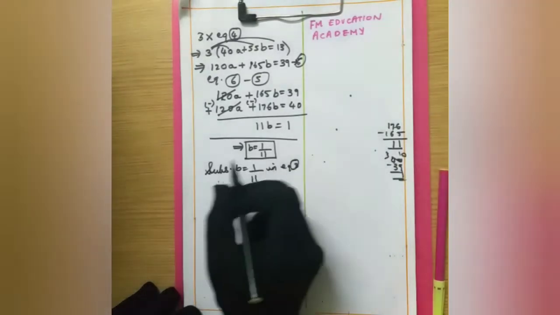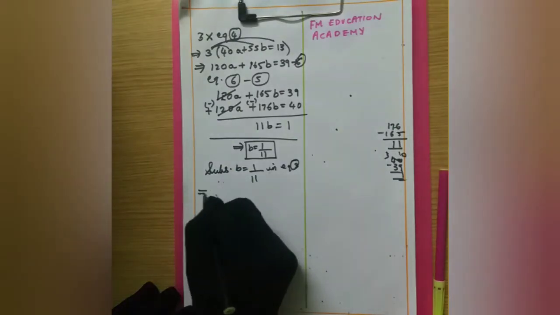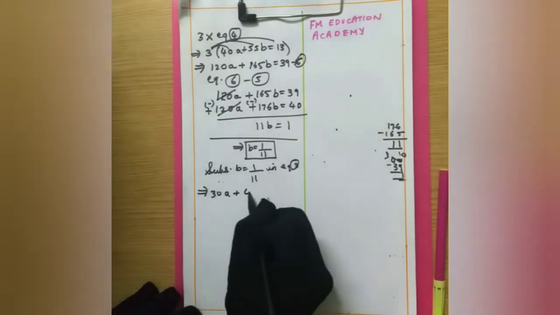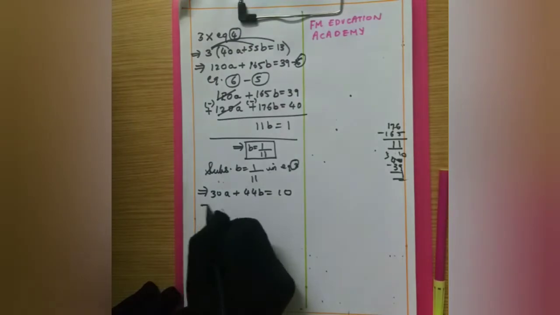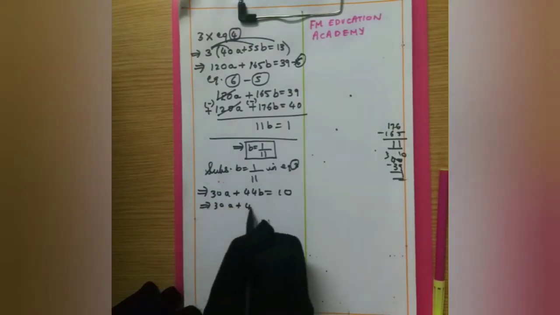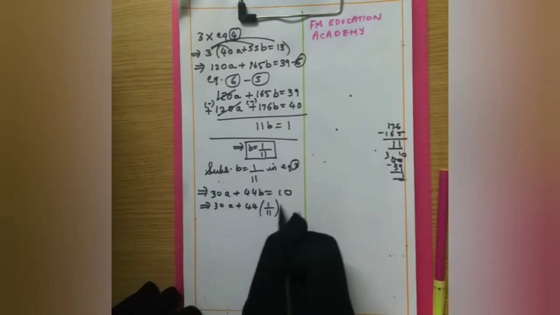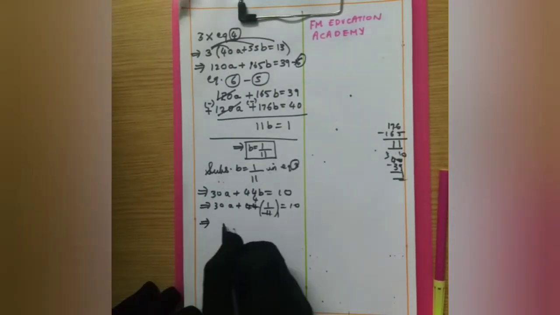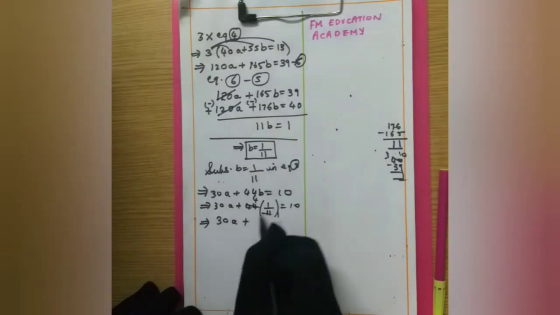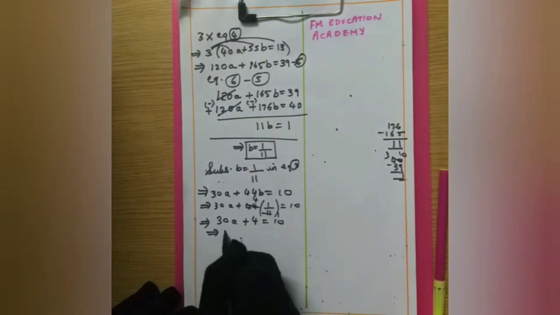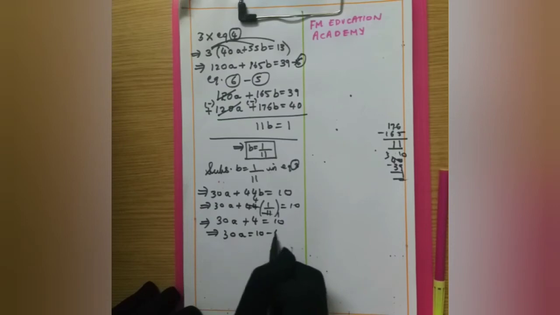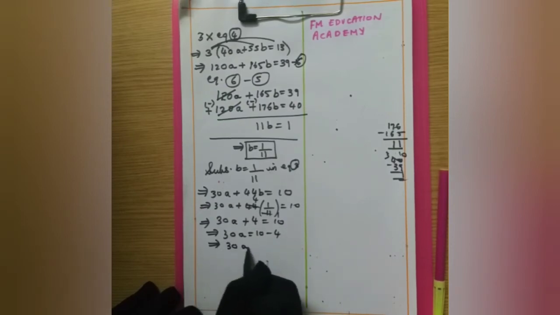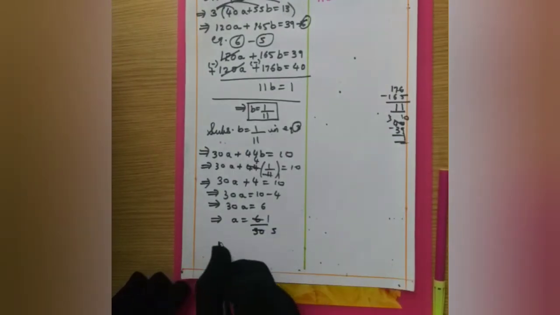So what is my equation 3 I have? 30a plus 44b is equal to 10 I was having. Equation 3. So 30a as it is plus 44 as it is. What is b here? 1 by 11 is equal to 10. 11 ones are 11. 11 fours are 44. So I have 30a plus 4 ones are 4 is equal to 10. Or 30a is equal to, plus 4 if it goes outside becomes minus 4. So 30a is equal to 10 minus 4 is 6. Or a is equal to 6 by 30. 6 ones are 6. 6 5s are 30. So I got the value of a as 1 by 5.